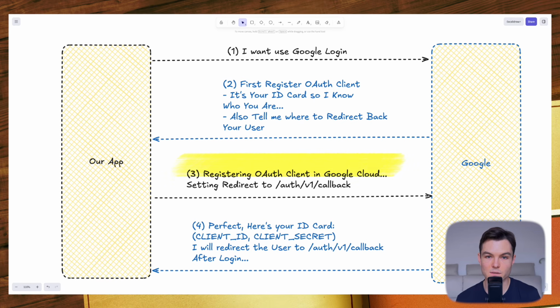Then our app goes, "All right, registering OAuth client. Here is our redirect URL, which is OAuth v1 callback." And finally, Google says, "Perfect, here is your ID card, which contains client ID and client secret. And I'll redirect users to OAuth v1 callback after logging."